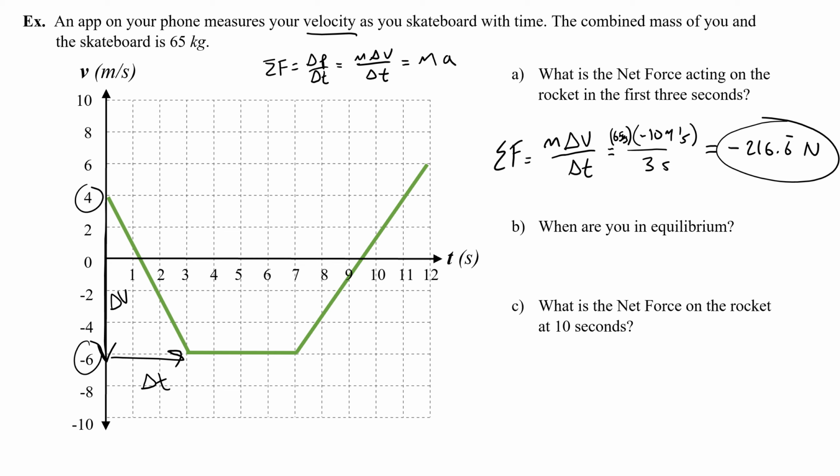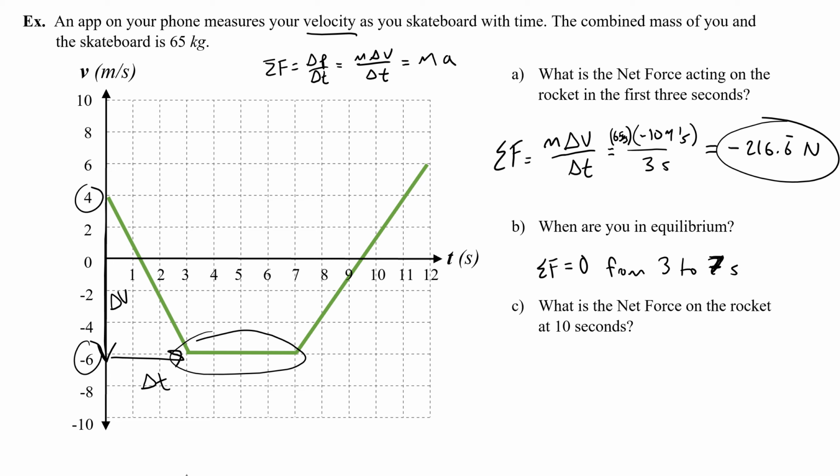Okay, when are you in equilibrium? Well, here I don't even have to do any math. I just recognize the fact that if I have no slope, then when I multiply it by 65 kilograms, I'm still going to get 0. So that is the section from 3 to 7 seconds again. So here, again, your net force is 0 from 3 to 7 seconds.